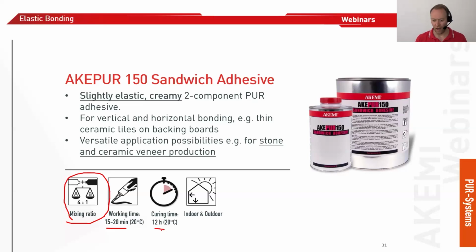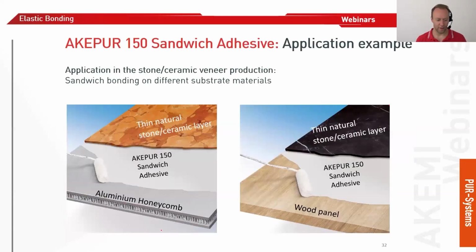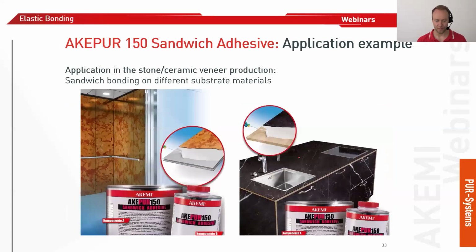How does it look? Here are some illustrations. You see it's rolled with an aluminum honeycomb, or here on a wooden panel, natural stone, ceramic, etc. can be used there very well. You can see here a roller, but you can also use a tooth spatula, and in which application we recommend a tooth spatula, I will explain shortly.